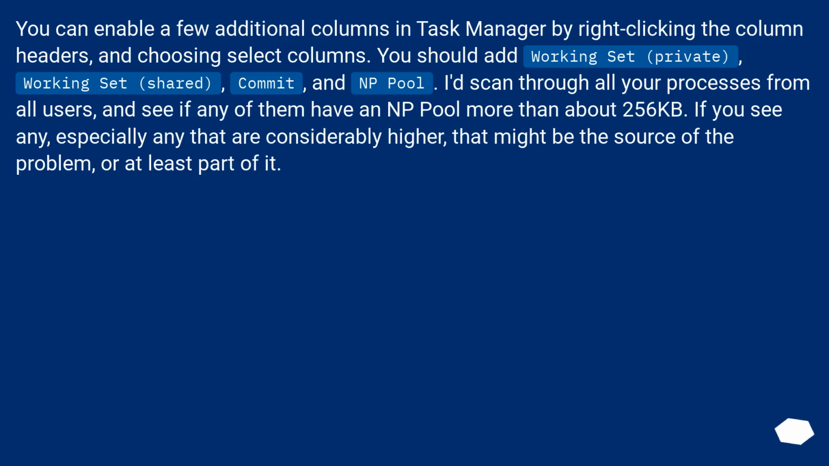You can enable a few additional columns in Task Manager by right-clicking the column headers and choosing Select Columns. You should add Working Set, Private, Working Set, Shared, Commit, and NP Pool. I'd scan through all your processes from all users and see if any of them have an NP pool more than about 256 kilobytes. If you see any, especially any that are considerably higher, that might be the source of the problem, or at least part of it.